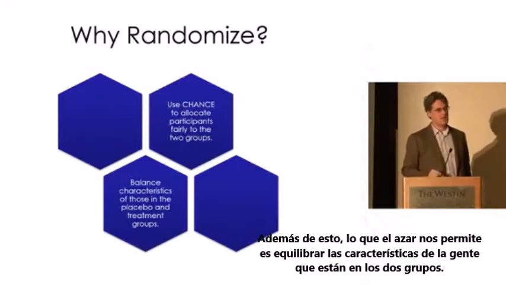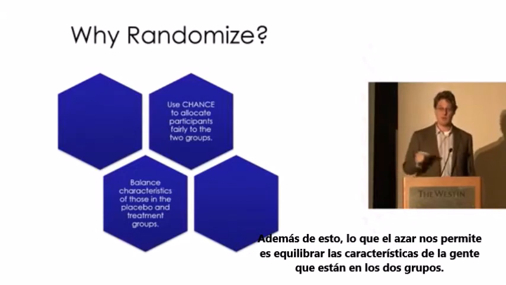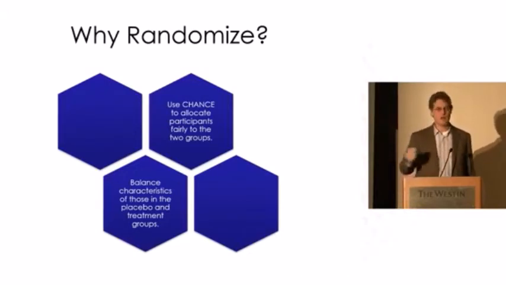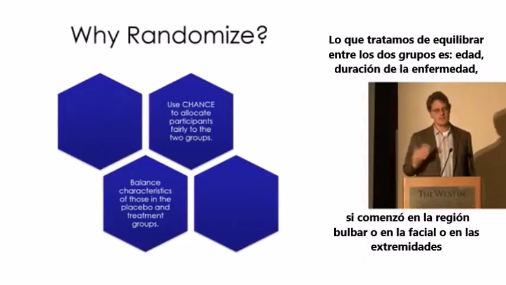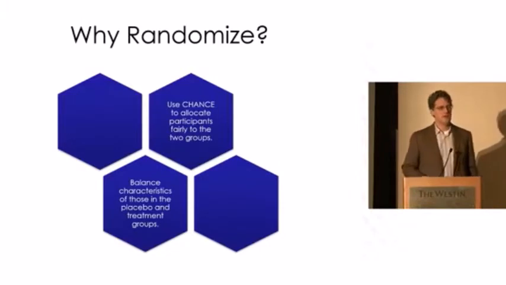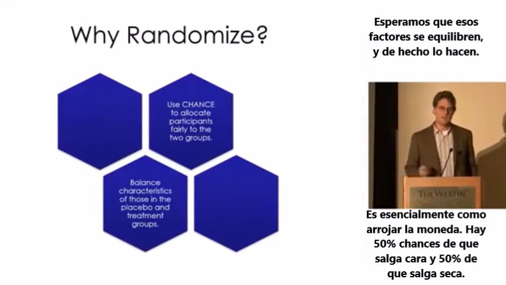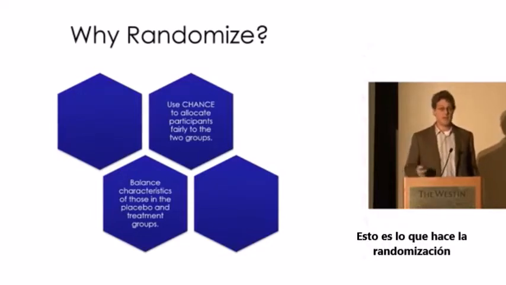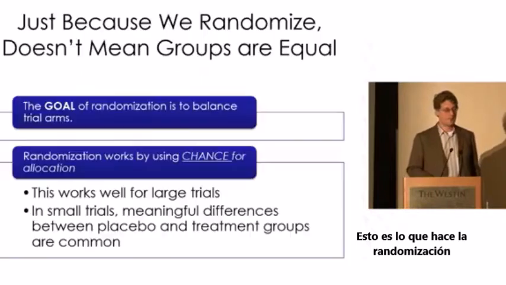Beyond that, what chance does is allows us to balance characteristics of the people who are in the two groups. So age, we hope, will balance between the two groups, and disease duration, and whether it started in the bulbar region, the facial region, or in the arms or legs. We hope that those things will balance out. And they do, basically. I mean, it's essentially flipping a coin. You basically get 50% heads and 50% tails. And that's what randomization does for us.